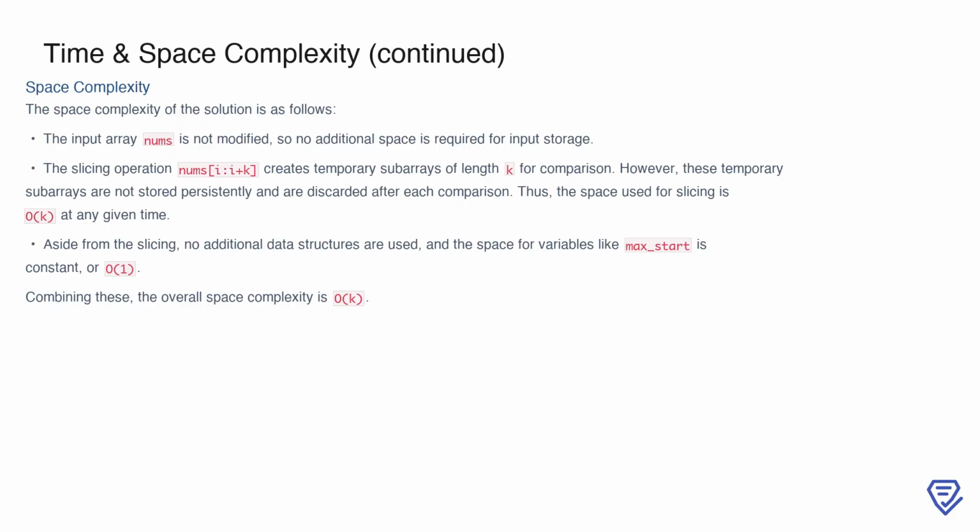Apart from this, the solution uses only a few variables like max_start, which require constant space, or O(1). When we combine these factors, the overall space complexity of the algorithm is determined to be O(k), due to the temporary subarrays created during slicing.